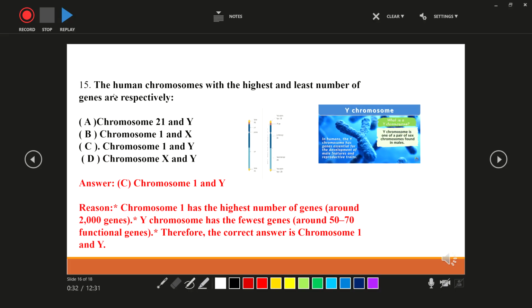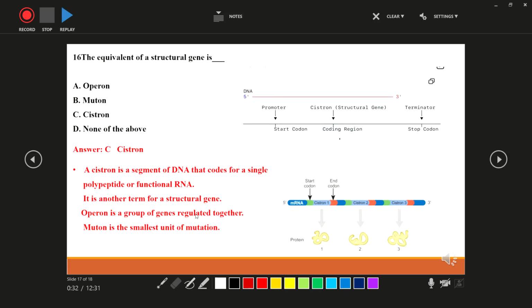Next question. The human chromosomes with the highest and least number of genes are respectively, clearly the answer is given here, chromosome 1 and Y. Because chromosome 1 has the highest number of genes, around 2000 genes, and Y chromosome has the fewest genes, around 50 to 70 functional genes. Therefore, the correct answer is chromosome 1 and Y.